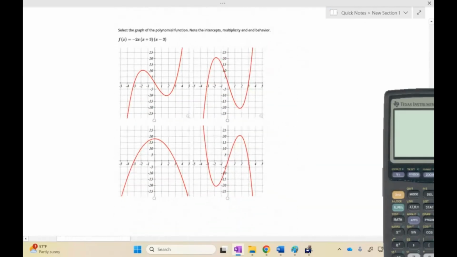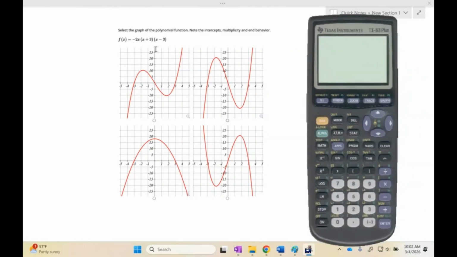All right, for the next problem, it says select the graph of the polynomial function, note the intercept, the multiplicity, and end behavior. The only thing this problem really wants you to do is just match up the graph with the function. So my first thought would be to graph it on the calculator and then just match it up to the answer choices. I'll show you analytically how to do this, but I would first put this in the calculator and pick my answer choice based on a calculator graph.